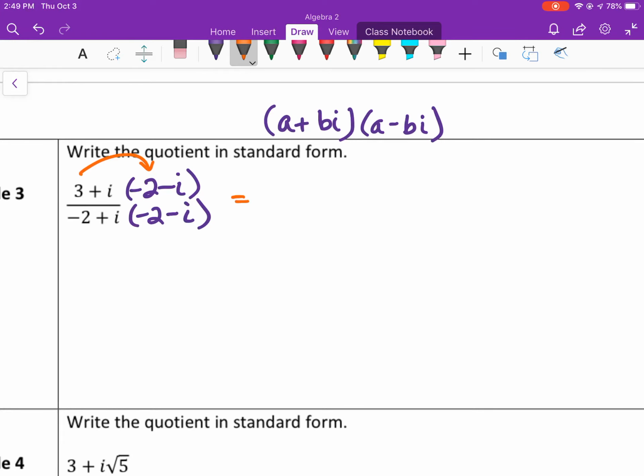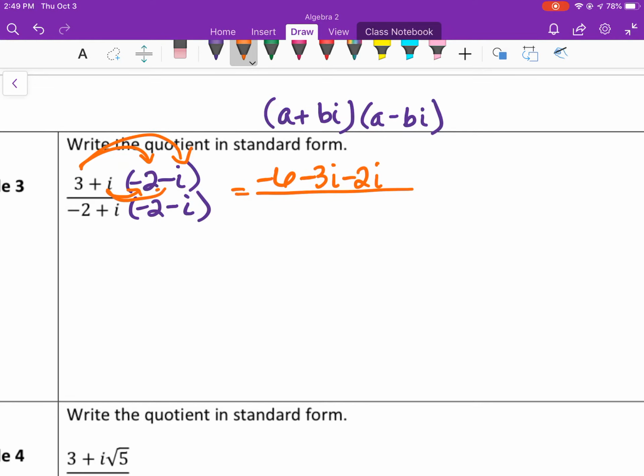Distributing or foiling on the top, I'm going to get negative 6. 3 times negative I is negative 3I. I times negative 2 is negative 2I. I times negative I is negative I squared. Okay, foiling on the bottom, negative 2 times negative 2 is 4. Negative 2 times negative I is positive 2I. I times negative 2 is negative 2I. And I times negative I is negative I squared.